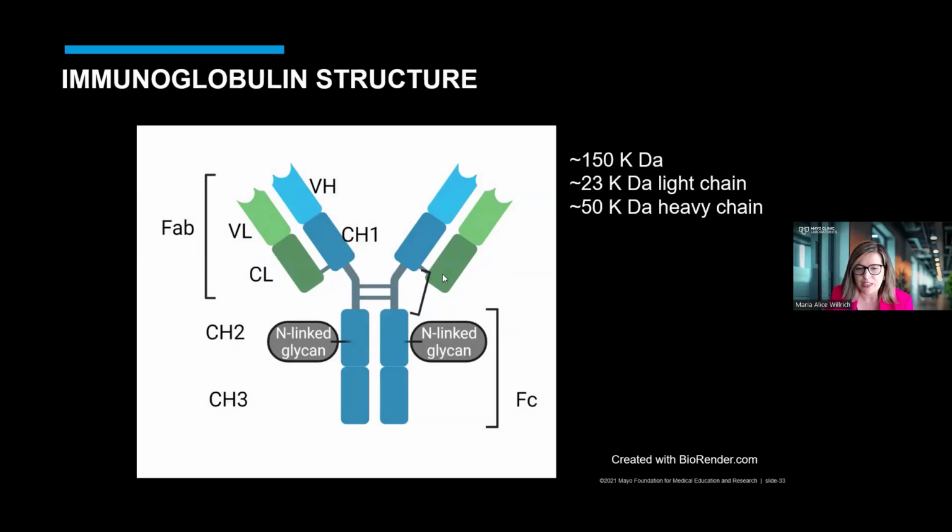But briefly, the light chains and the heavy chains are held together by disulfide bonds. Here you can see in gray a couple of disulfide bonds putting together the light chain and the heavy chain. And that's important for the analytical methods employed for immunoglobulins.